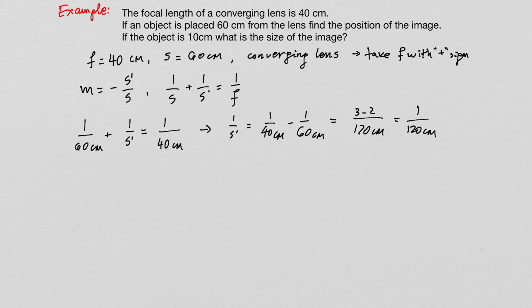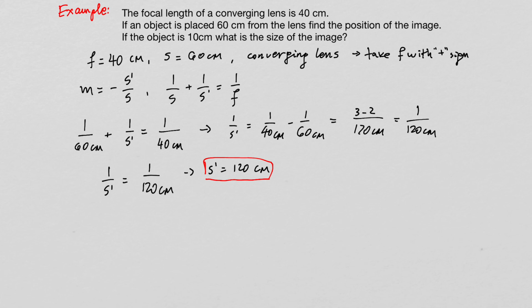So the lens equation, when substituting the parameters given in the problem, becomes 1 divided by 60 centimeters plus 1 over s prime is equal to 1 divided by 40 centimeters. From here, 1 divided by s prime is equal to 1 over 40 centimeters minus 1 over 60 centimeters. Let's find the common denominator of those two fractions, that is 120 centimeters. So we get 3 minus 2 divided by 120 centimeters, or in other words, this is 1 over 120 centimeters. So from here, the image distance is 120 centimeters.